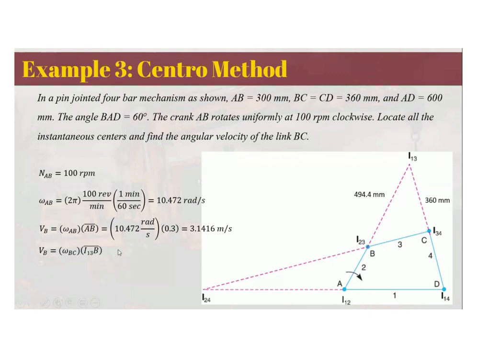So just substitute it here, so that the angular velocity of BC, the angular velocity of this floating link, is 6.3 rad per second.